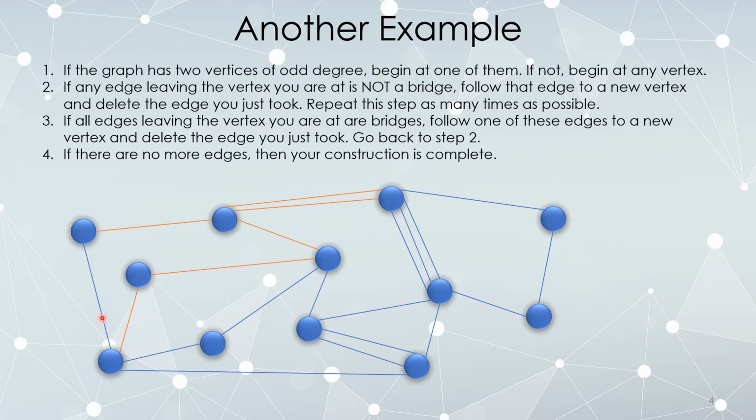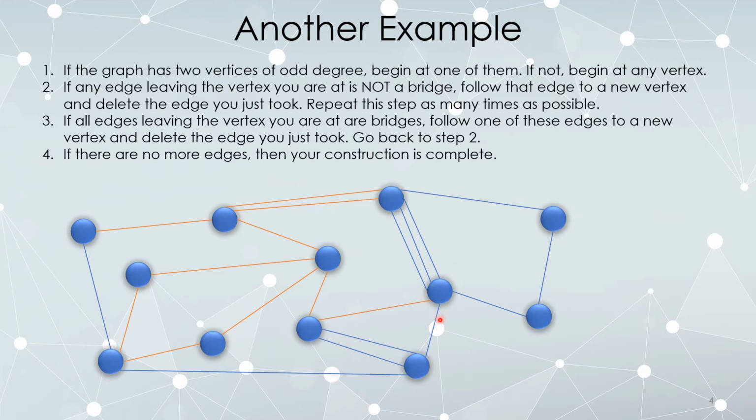This is now a bridge, but we don't have to take it, so don't. Okay, so do not take this bridge. Let's take maybe this one right here. Now this is a bridge, but we have no choice. Now this is a bridge, but we have no choice. Okay, now I have these three edges here. None of them are bridges, so take whichever one you want.